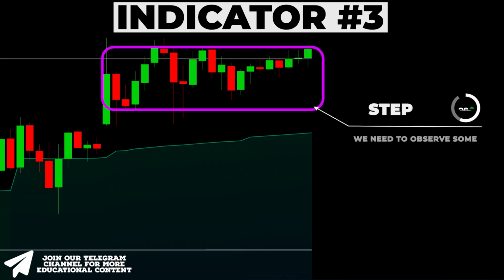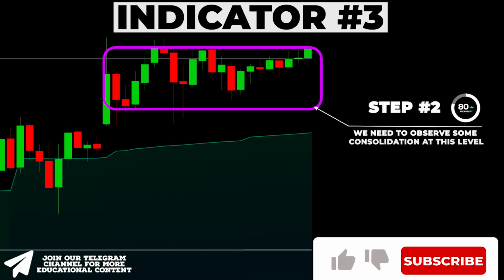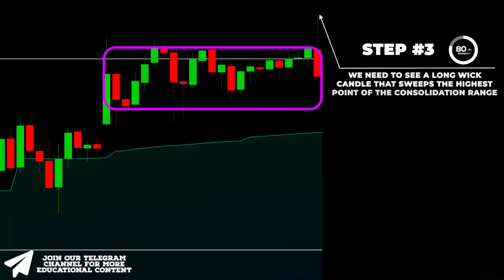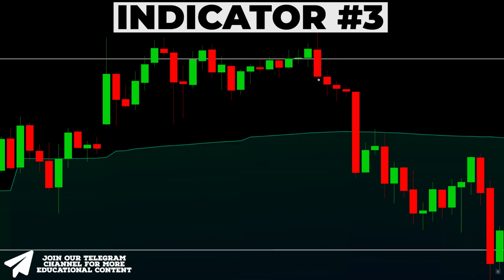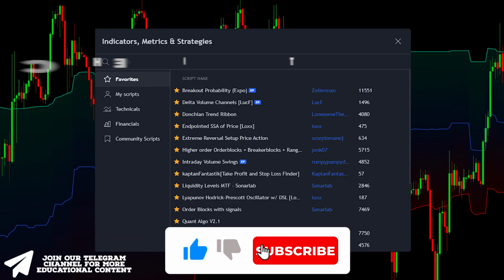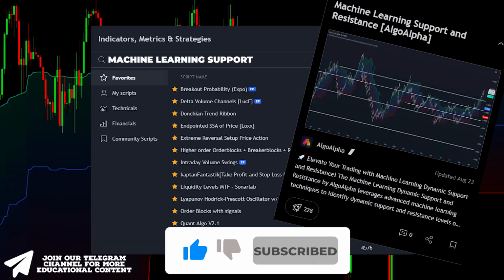Next, look for some consolidation at this level to confirm the price is entering a distribution phase. Finally, watch for a candle with a long wick that sweeps the highest point of the consolidation range. Voila! The price plummeted dramatically. To add this AI tool, open the Indicator tab, type Machine Learning Support, and click on the following one.